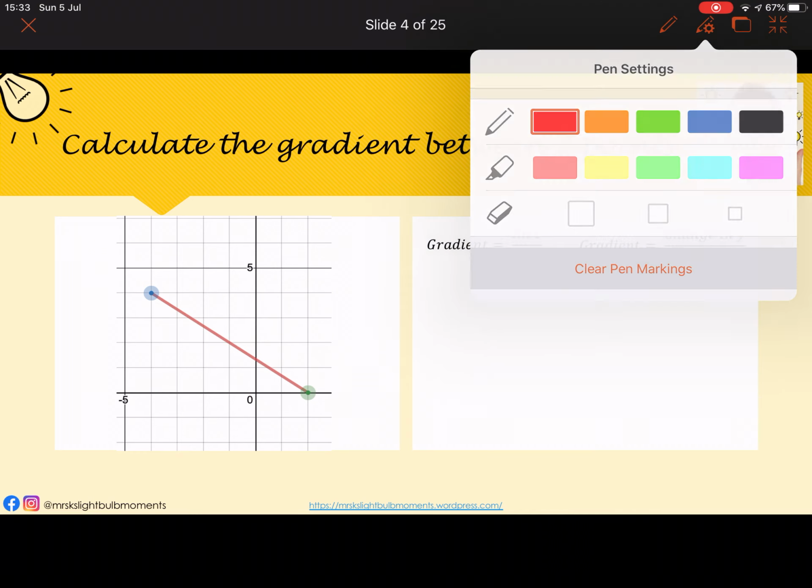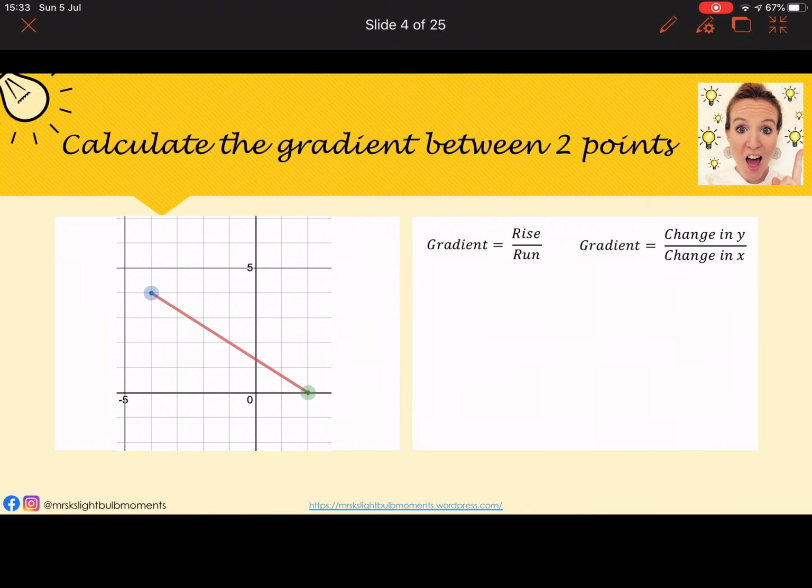Okay, what about this one? Okay, I'm going to choose to draw my triangle here. And it's gone down 2 and along 3. It's gone down that time, so my change in y was -2. My change in x was over 3. You can just write the negative in front of the fraction. Okay, that is -2/3.